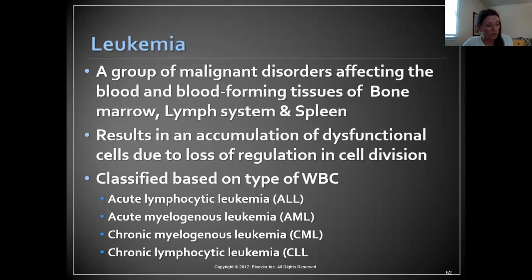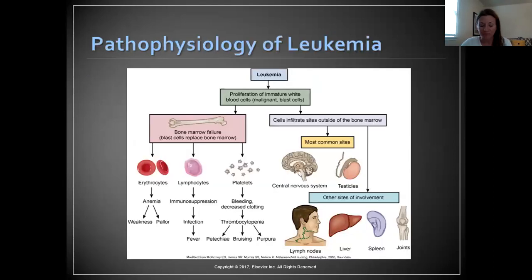Leukemia is a group of malignant disorders affecting the blood and blood-forming tissues of the bone marrow, lymph system, and spleen, which results in an accumulation of dysfunctional cells due to loss of regulation of cell division. And it's classified as either ALL, AML, CML, and chronic lymphatic leukemia.